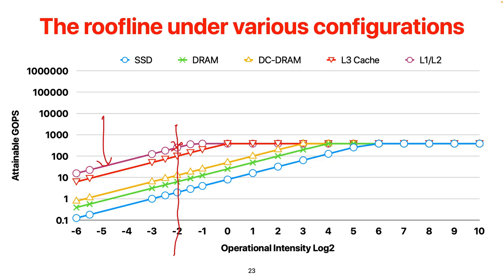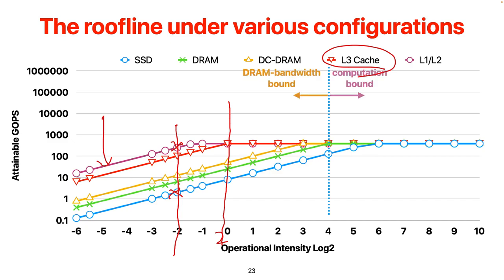However, if you don't optimize your code and it turns out you are just relying on the solid state drive to give you the source data, that's the maximum amount of performance you can get. And if I have something like FFT, which takes one operation per byte, which is 2 to the 0, then you can see if you have cache optimized code, it's bounded by your CPU performance. So you can pretty much say, based on the roofline, I can draw some kind of lines.